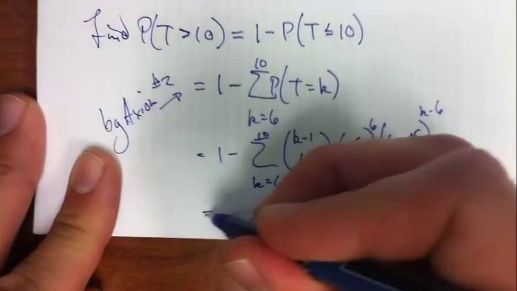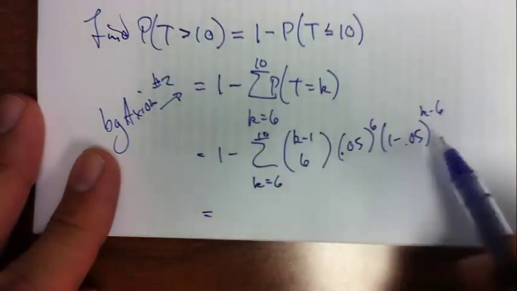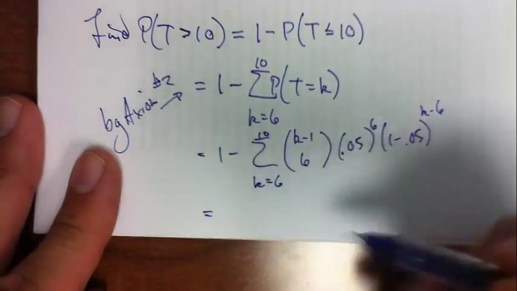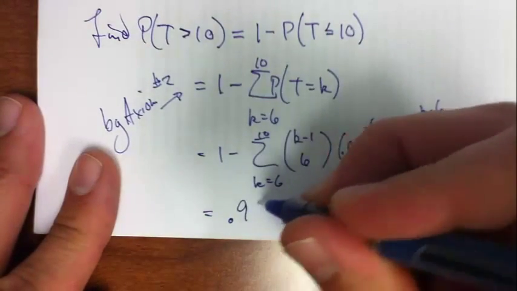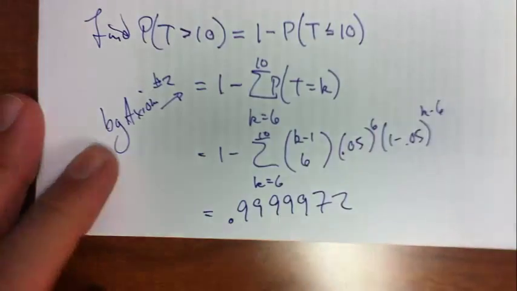Yes, this will take some doing. You have to put a 6 in there and multiply this out, and then put a 7 in there and multiply out, and all that stuff. Be sure to subtract from 1, and I think you get 0.9999972 or thereabout.